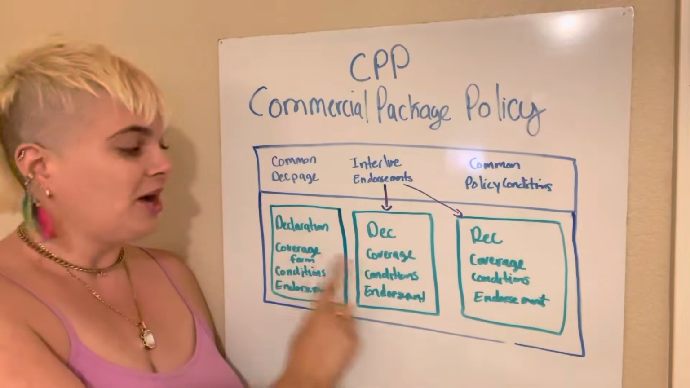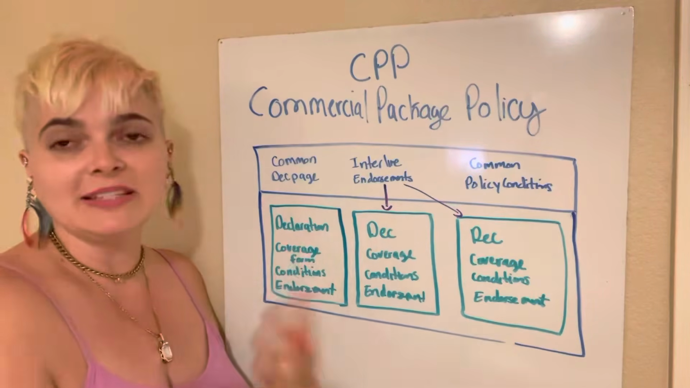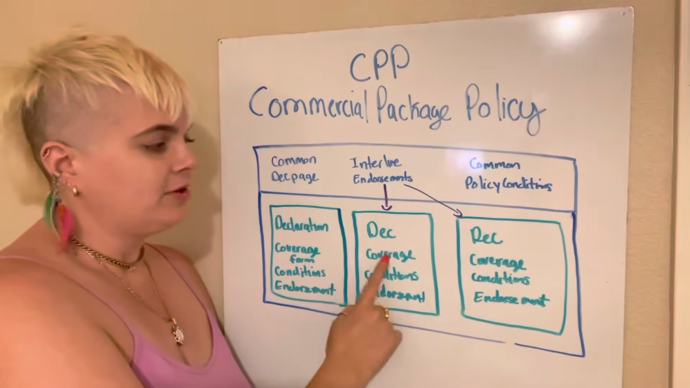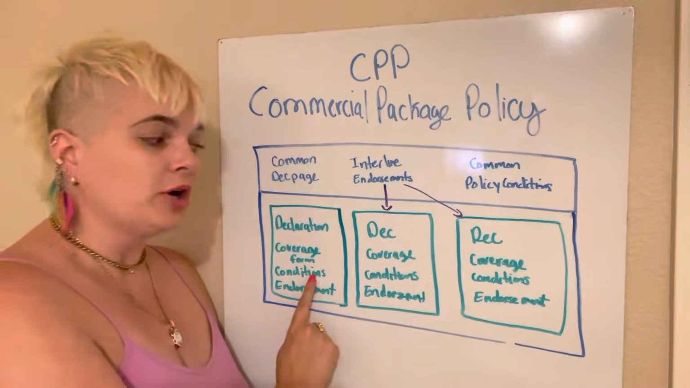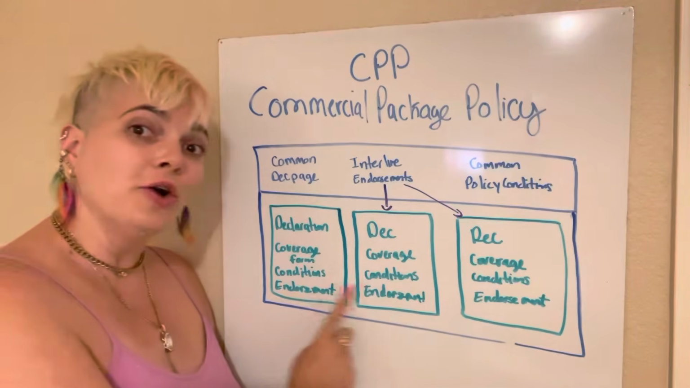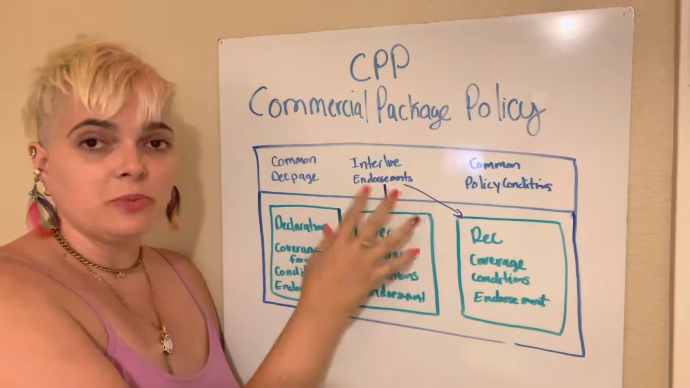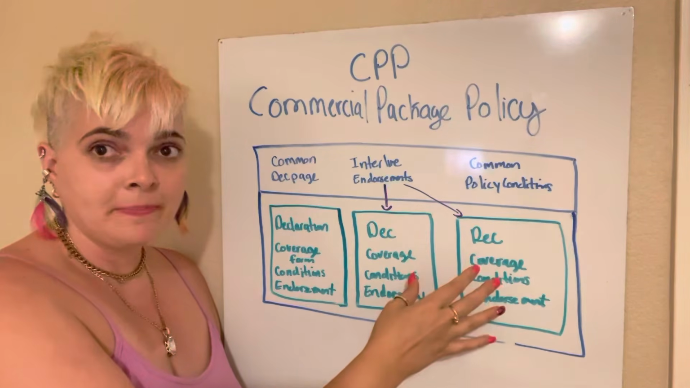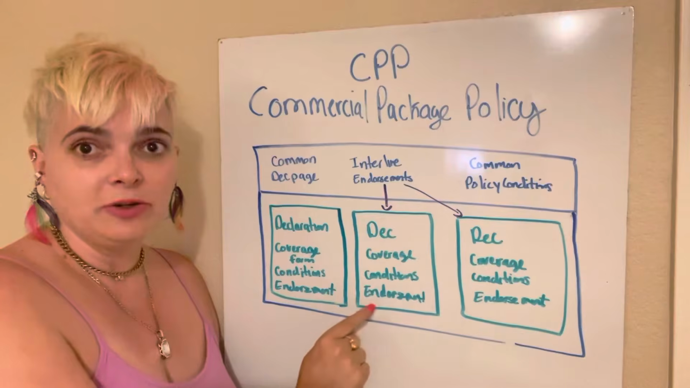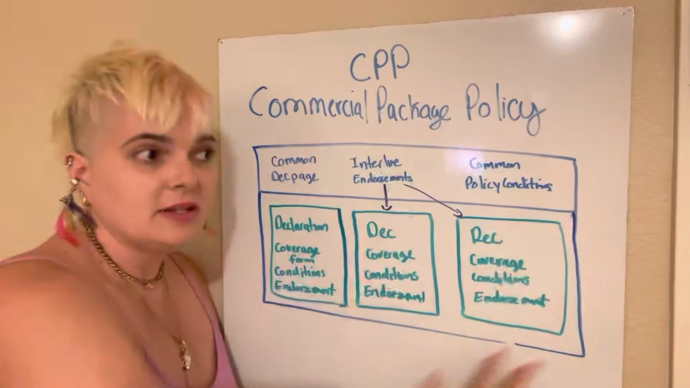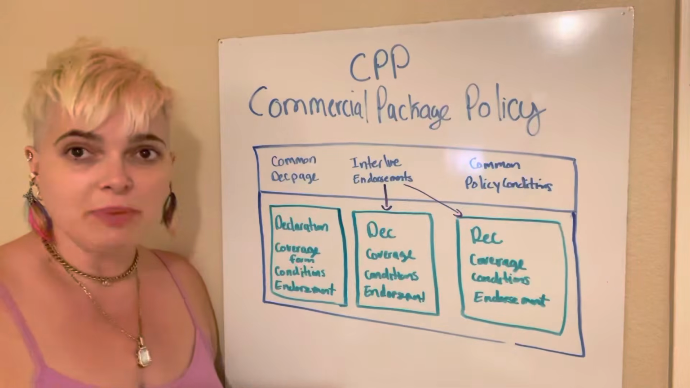Then each policy will have its own coverage form, which basically lists out what exactly you're covered for. So they all have their own coverage form. Then they all have their own conditions, and then they all have their own endorsements. So the interline endorsements are the ones that are in more than one. But if it's in just this one, it'll just be an endorsement on just this one. So this is a summary of the commercial package policies.